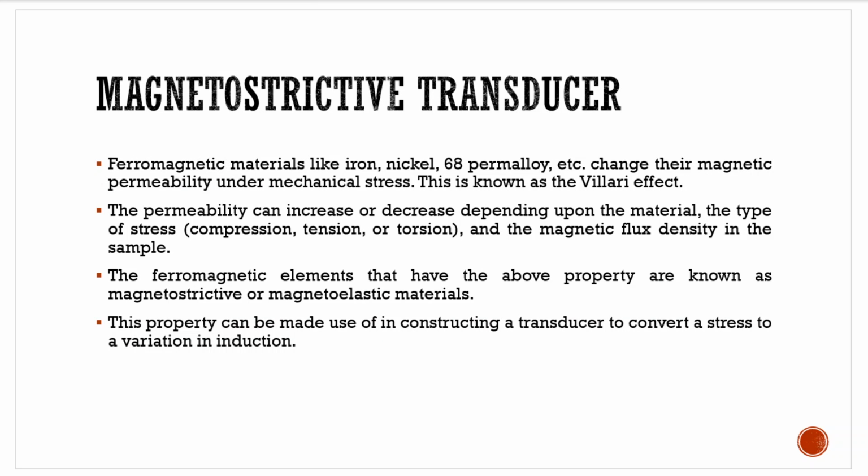Then you have devices known as magnetostrictive transducers. There are some materials like iron or nickel whose permeability changes with the application of stress. Now this can be a positive change or a negative change depending upon whether it is a compression or a tension. This change in permeability of magnetic materials under stress is known as the Villari effect, and these devices are known as magnetostrictive or magnetoelastic materials.